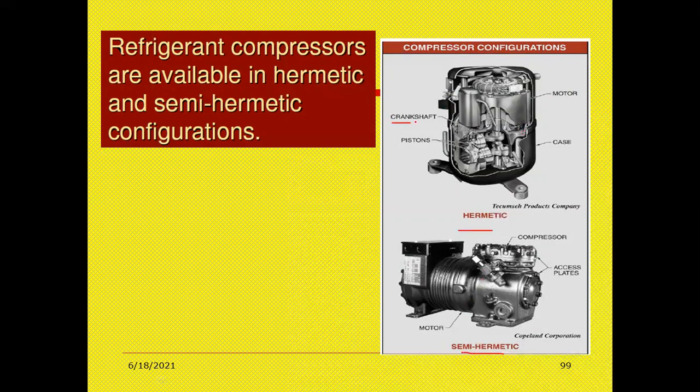So crankshaft, the pistons, this is a motor, this is a casing, right? So this is a Tecumseh Products Company. So this is the same thing. Copeland Corporation, manufacturers of these motors. So this is a motor, this is access plates, and this is a compressor located at the top. So these are the configurations showing which are available in hermetic and semi-hermetic configurations.